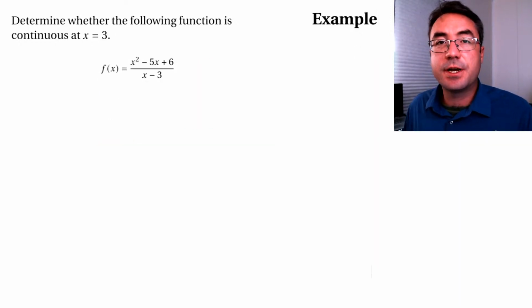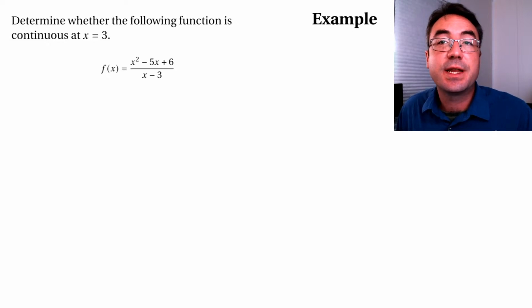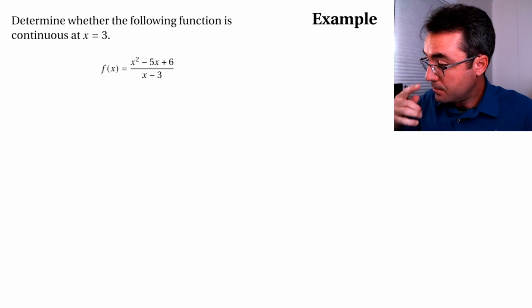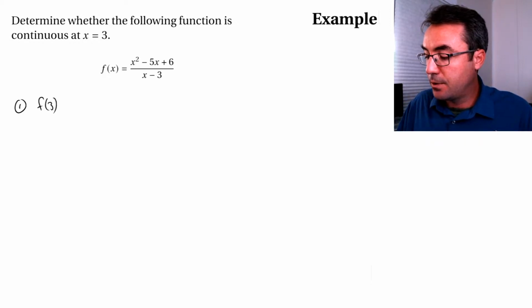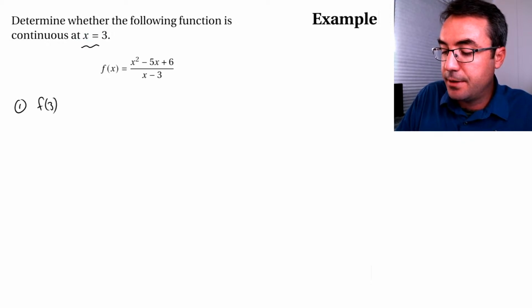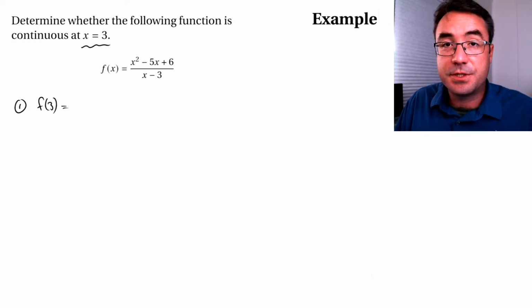So we saw one just there with a piecewise function. Here we have a rational function, and we want to determine whether this function is continuous at x equals 3. So our function here is x squared minus 5x plus 6 over x minus 3. First thing we need to do, just try plugging in. We're interested about continuity at x equals 3. So just try plugging 3 into the function. Make sure it's defined there.